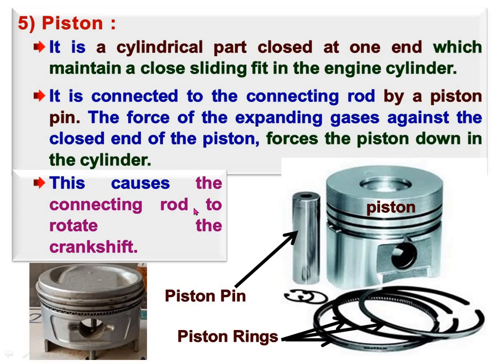This causes the connecting rod to rotate the crankshaft. Means the piston is connected through the connecting rod to the crankshaft. So whatever force has been applied by the expanded gases on the top of the piston is transmitted by the connecting rod to the crankshaft in the form of rotary motion, because the piston has reciprocating motion, but it is transmitted by the connecting rod to the crankshaft in the form of rotary motion.